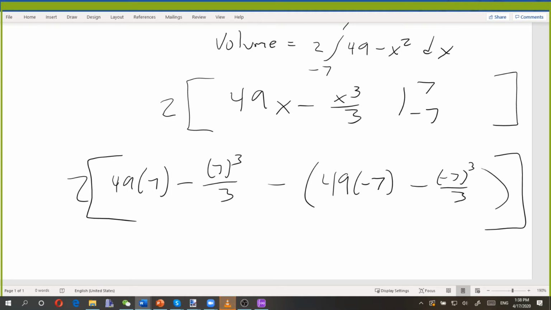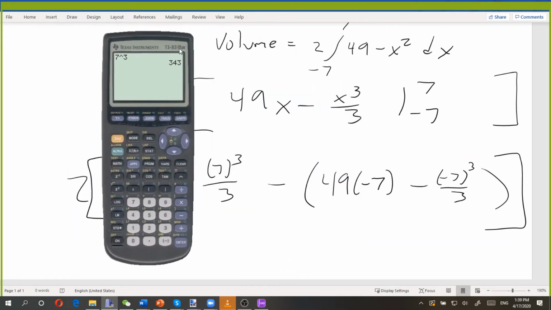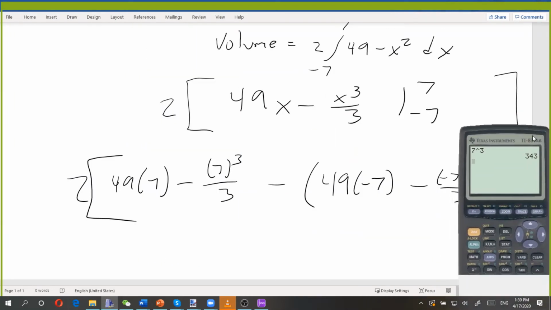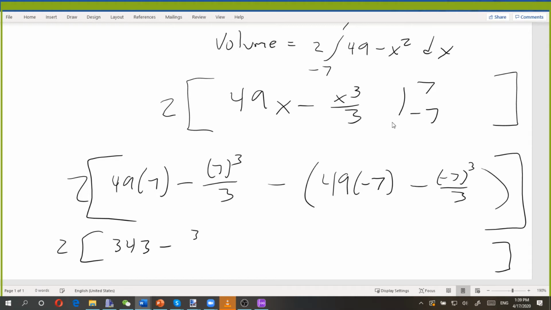So I don't actually know what 7 cubed is off the top of my head, but I can throw that in here. 7 cubed is 343. Okay, so that means I've got 2 times 343 minus 343 over 3, minus -343 plus 343 over 3.